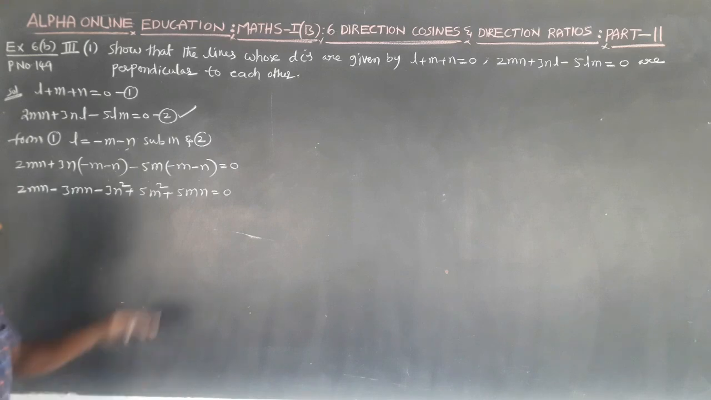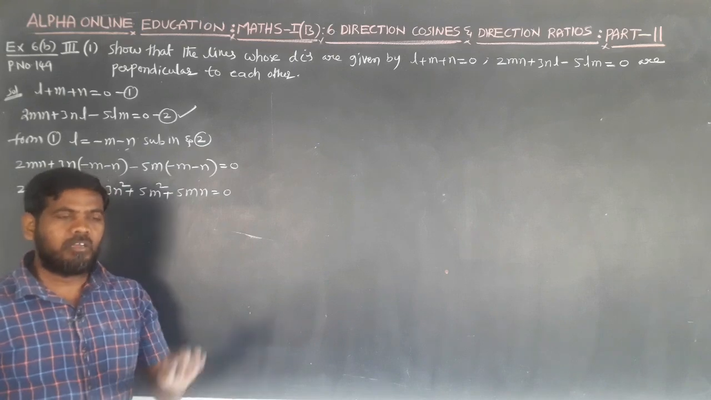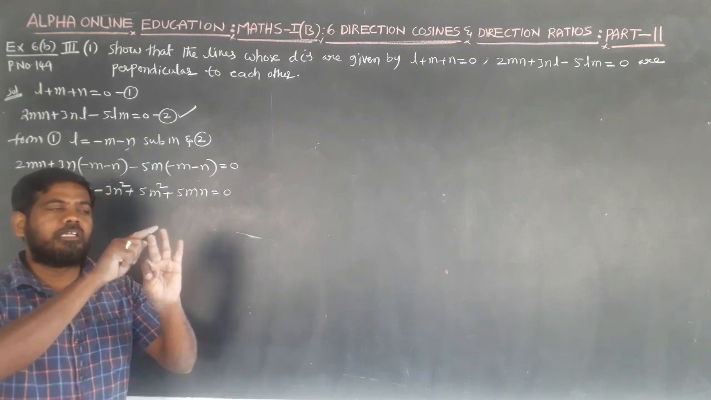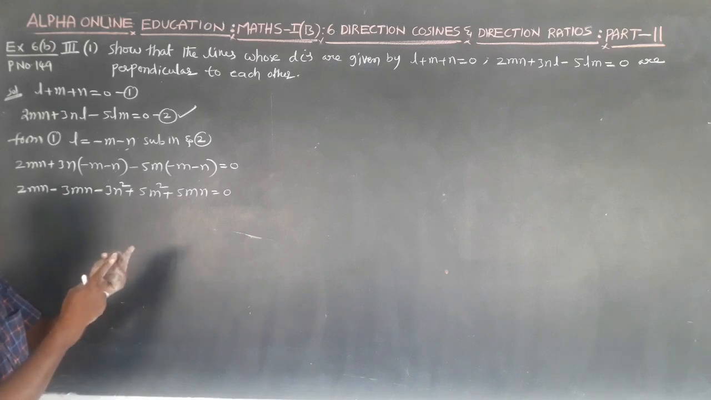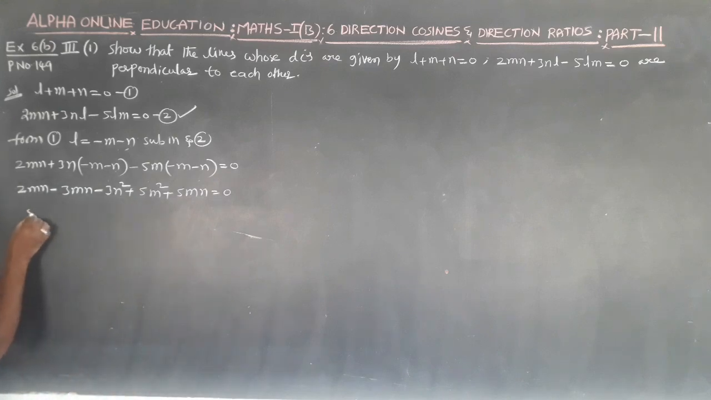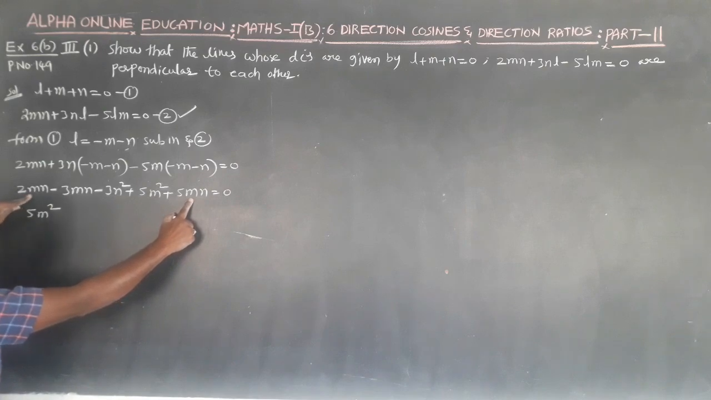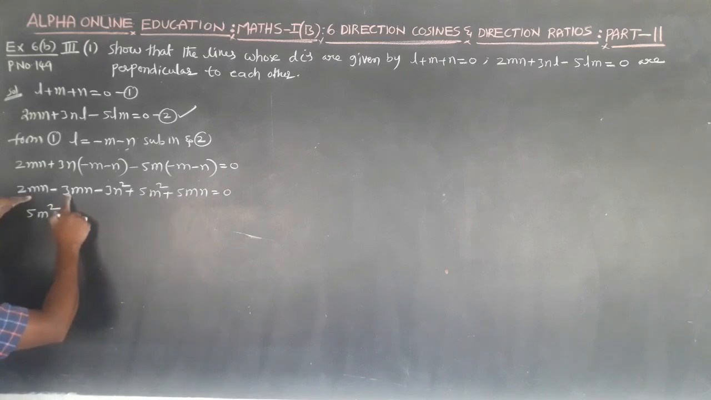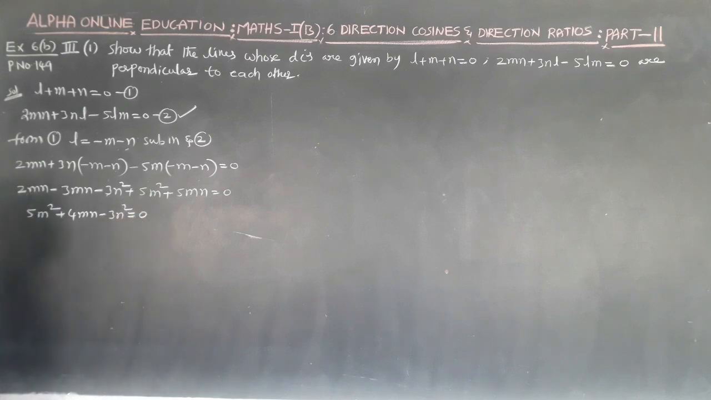Here the term l is eliminated, and the remaining terms are m and n. Write them in order. First write the m term, 5m². Next the mn terms: 5mn + 2mn = 7mn, minus 3mn gives 4mn, minus 3n², is equal to 0.